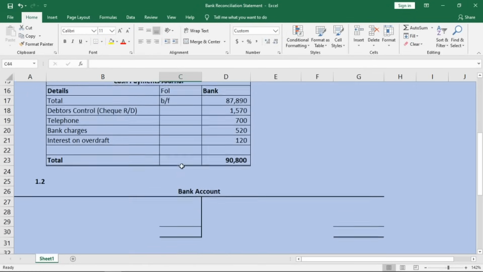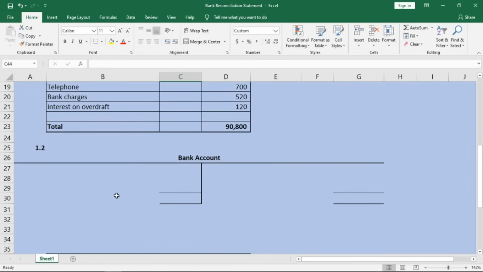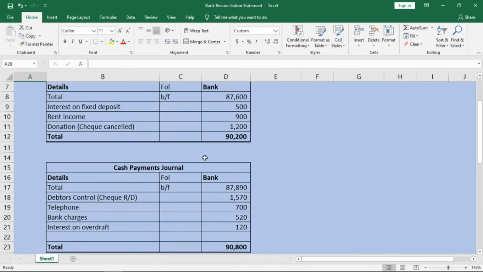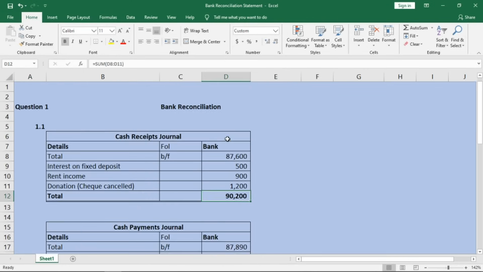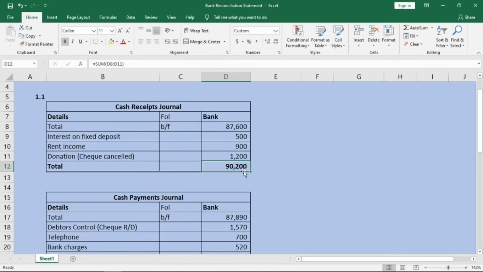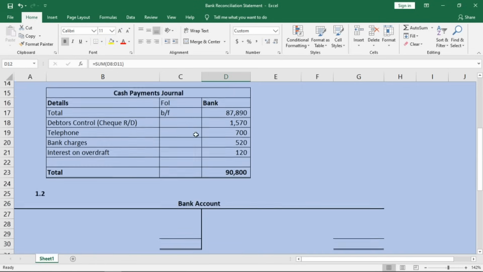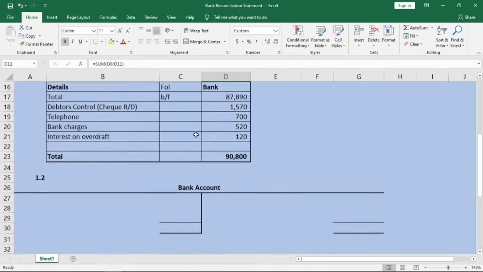So we're also asked to do the T account. So let's go ahead and do our T account. First of all, we put the total here. We are done with our cash receipts journal and cash payments journal. So we take this total from the cash receipts journal. In our books, it's a bank, so we record it on the debit side. And then we take the cash payments journal and record it on the credit side. So let's begin with that.